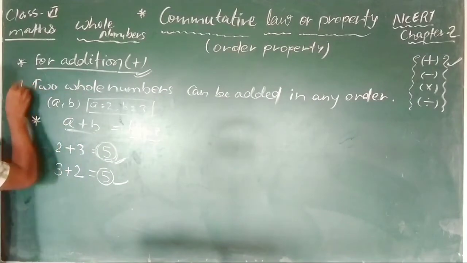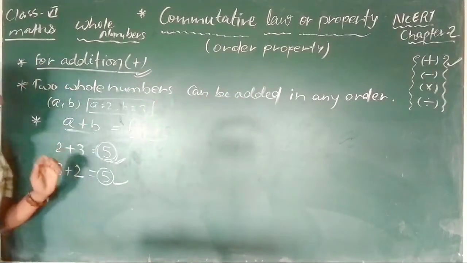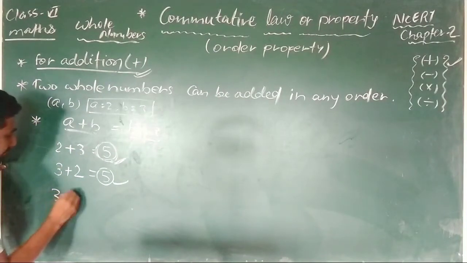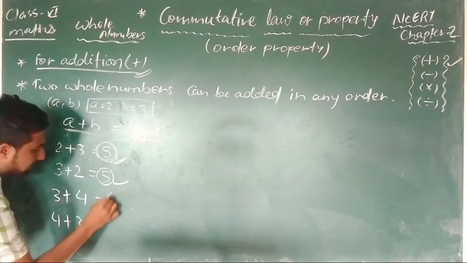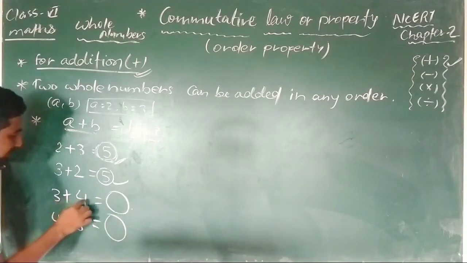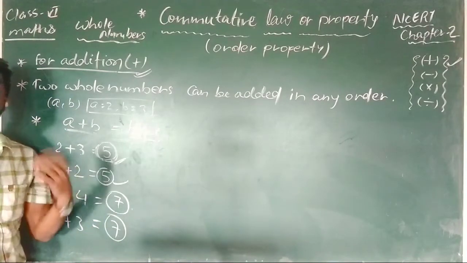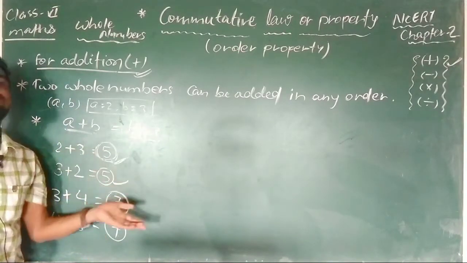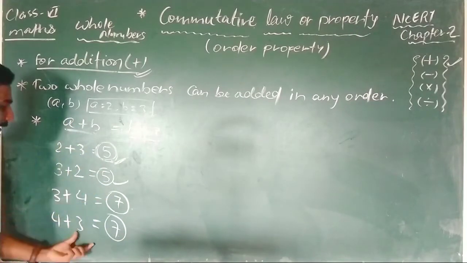It's written here, you can learn this also: two whole numbers can be added in any order. It means you can add 3 plus 4 and you can add 4 plus 3, and the result will always be the same. 3 plus 4 is 7, and 4 plus 3 is 7. After changing the order of whole numbers, the result is not changed. Here the plus operation is there, so I have done plus.